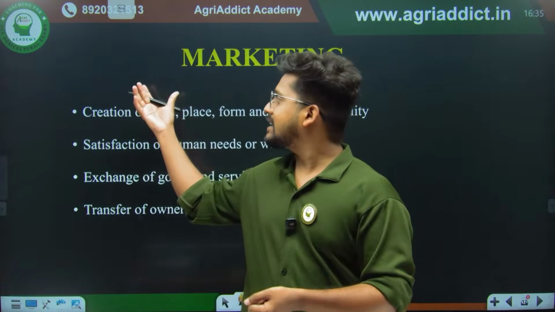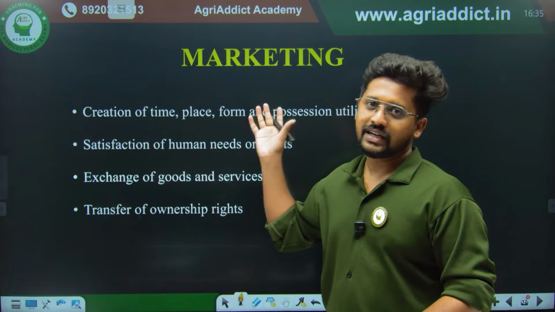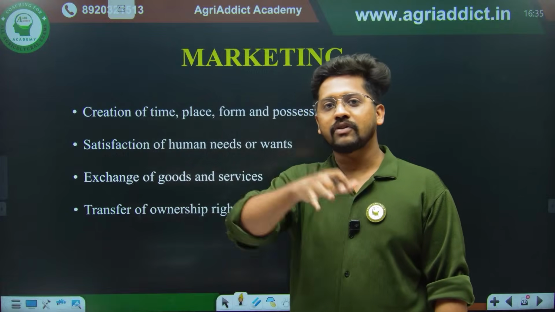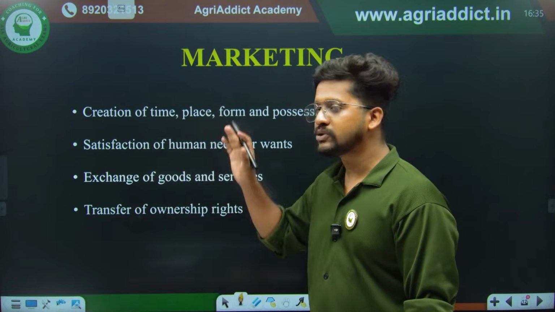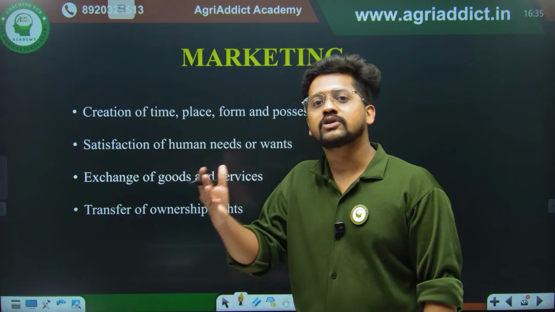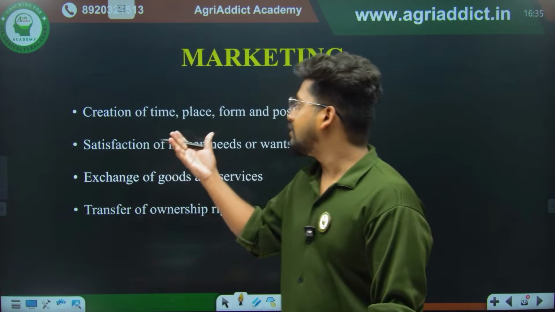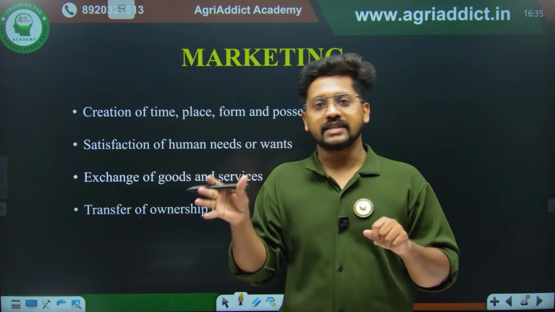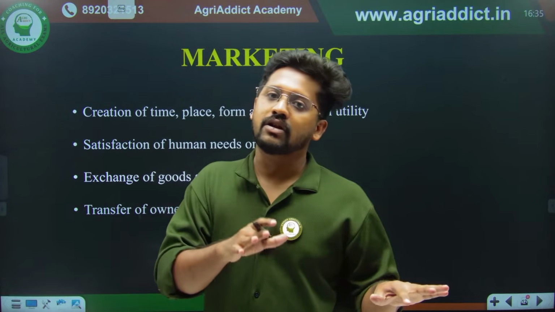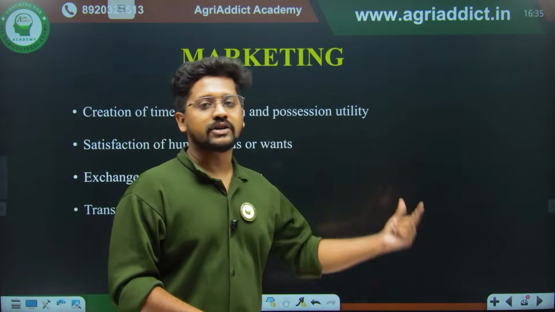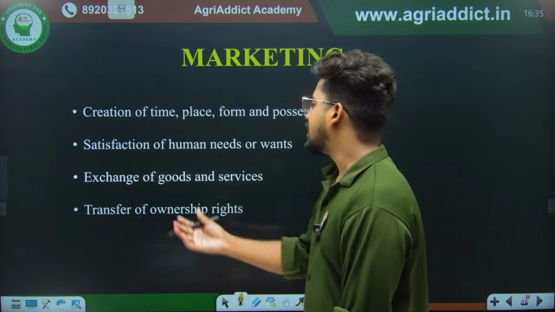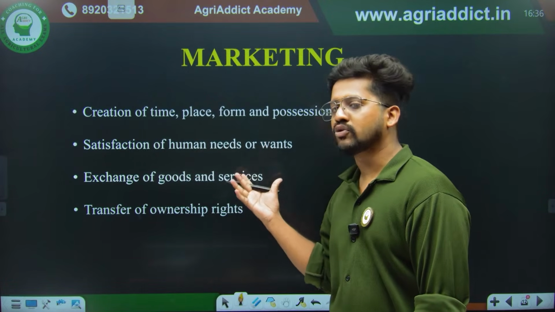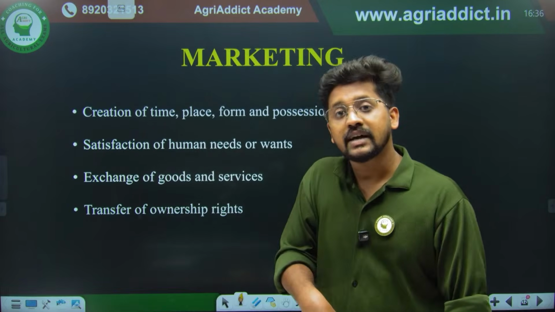So marketing creates all these kinds of utilities. Storage is there, therefore time utility is there. It is changing the place from one place to another through transportation, which gives place utility. It is changing the form through processing, which gives you the form utility. And finally it is transferring the exchange of produce from buyer to seller or seller to buyer, so therefore the possession utility is also created. Then it ultimately increases the satisfaction of human needs or wants. It will be from the producer side as well as the consumer side.